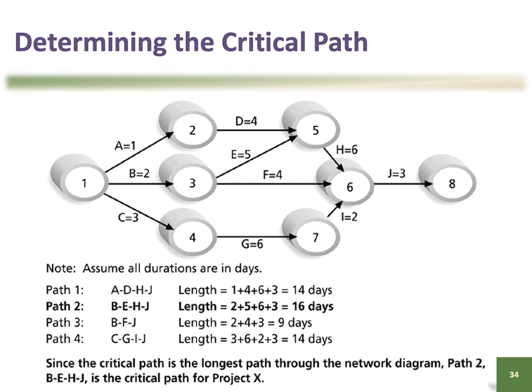So here is another example where you have more paths, right? From this figure, you have to calculate for each of them. Like the first one is ADHJ, and then you have BEHJ, and then you have BFJ, and also CGIJ, right? And then based on all those paths, from beginning until the end, whichever is the longest, that is the critical path.